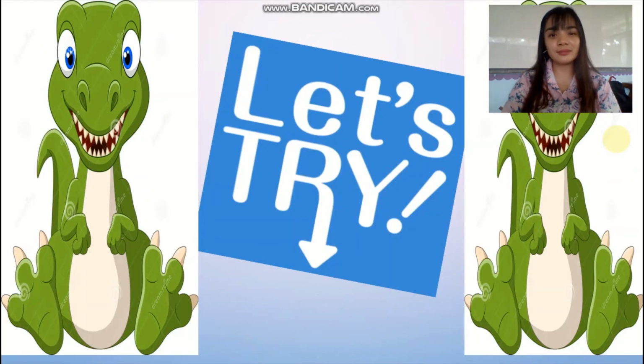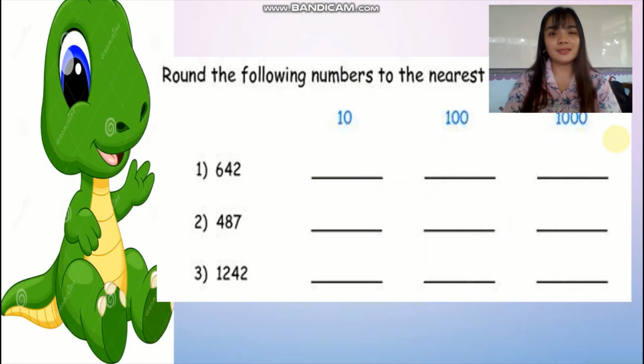Very good. So let's try. We're going to round the following numbers to the nearest tens, hundreds, and thousand. Let's start with number 1. We have 642. So round it off to the nearest tens. What is our answer? Nice one. So it is 640.